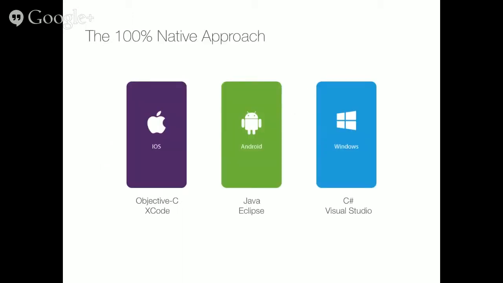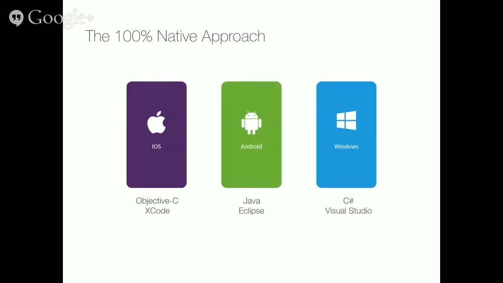So if we look at the completely 100% native approach to mobile application development, if we're being tasked to develop an application for iOS, Android, and maybe Windows Phone, we're going to be using Objective-C, we're going to be using Java, we're going to be using different IDEs, three different languages. So can anyone tell me what some of the problems with this are? Business logic. Business logic is a big one.